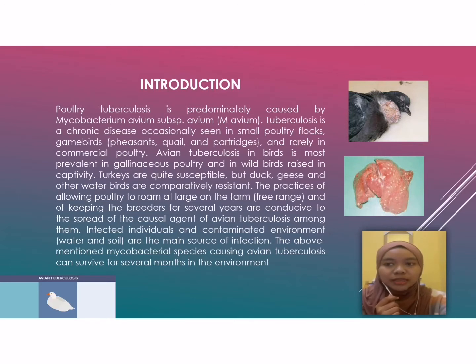Avian tuberculosis in birds is the most prevalent in gallinaceous poultry and in wild birds raised in captivity. Turkeys are quite susceptible, but ducks, geese, and other water birds are comparatively resistant. The practices of allowing poultry to roam at large on the farm, like free range, and of keeping the breeders for several years are conducive to the spread of the causal agent of avian tuberculosis among them.